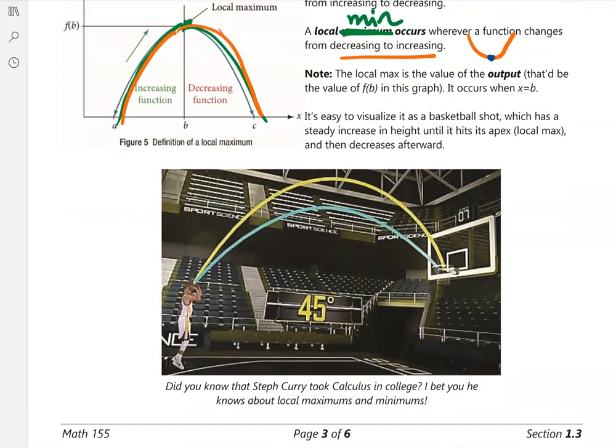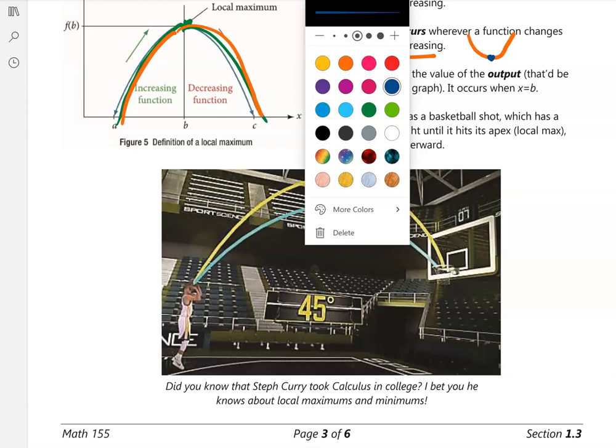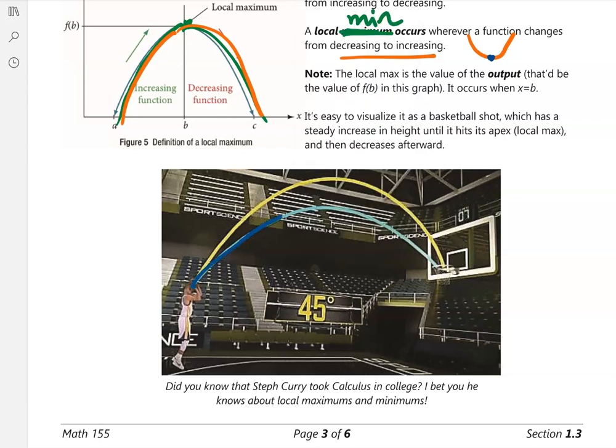Let's see this, which has a steady increase in height until it hits its apex, that is a local maximum, and it decreases afterward. So like this one, or this. So you will have here as your local maximum, same thing here.